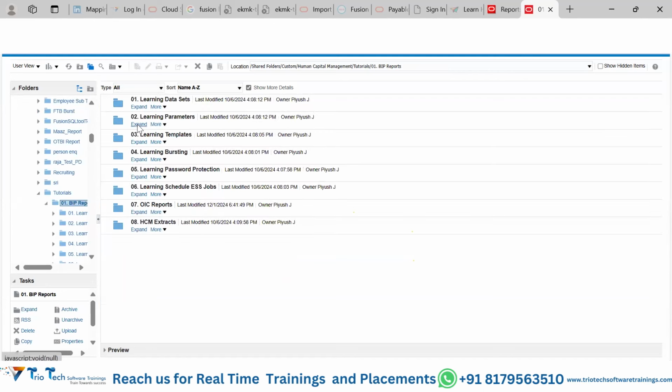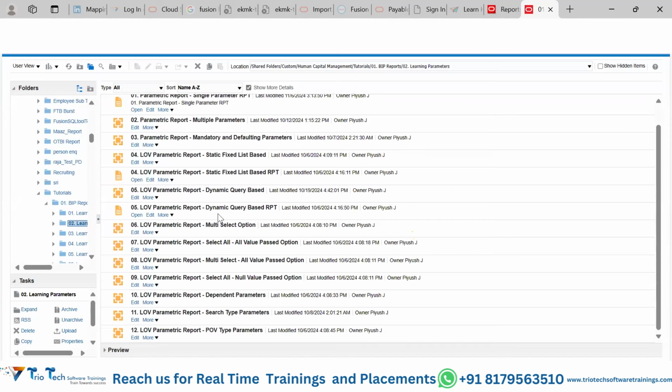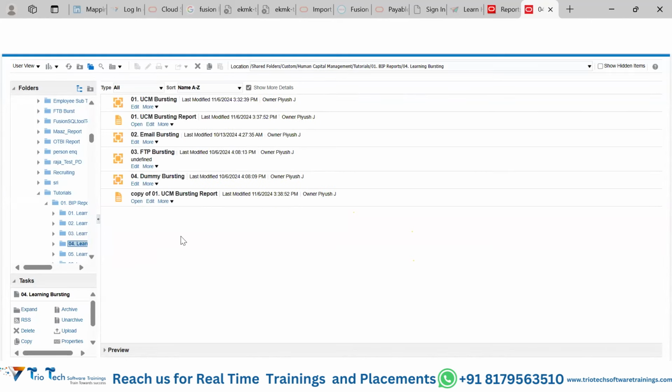Talking about the parameters, how to pass the parameters, so many samples we have declared. Talking about the different sorts of templates that we are going to bring and build into the BIP reports, all those possible templates which are available, we are discussing and keeping those for your reference.